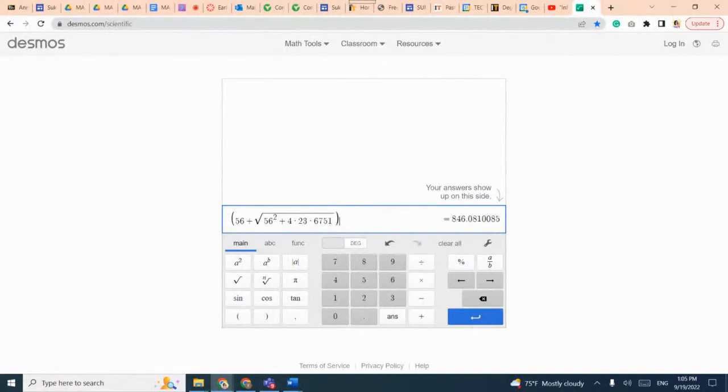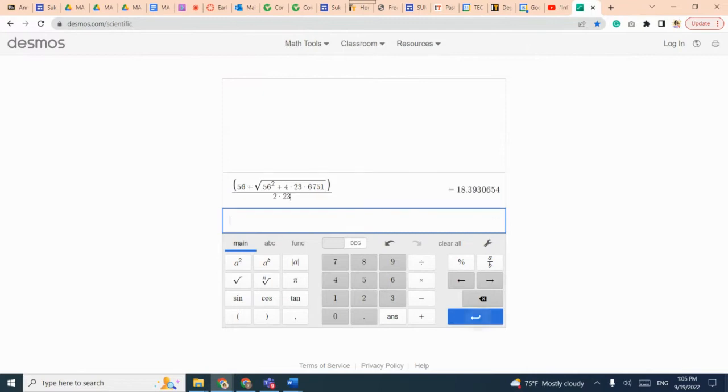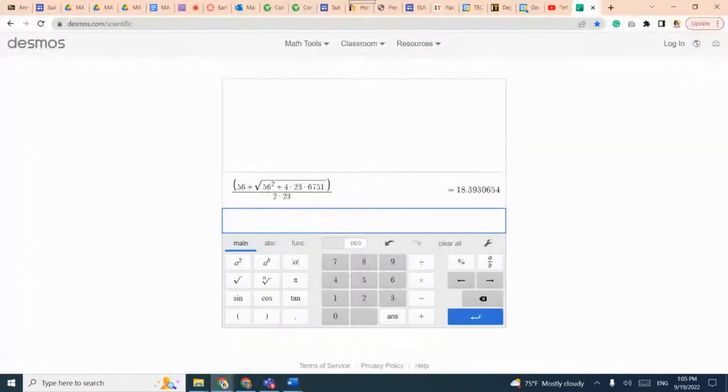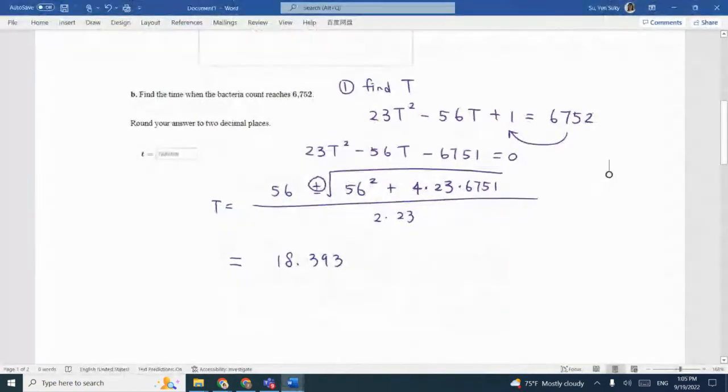6751. And then all over 2A, so 2 times 23. Do you see I got 18.393? Yeah? So 18.393. Sometimes if you want your answer to be more accurate, then you keep going. So 0654, okay. 0.0654. That's my temperature. And then the second step, find the time.